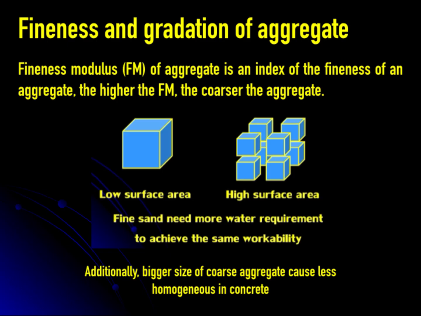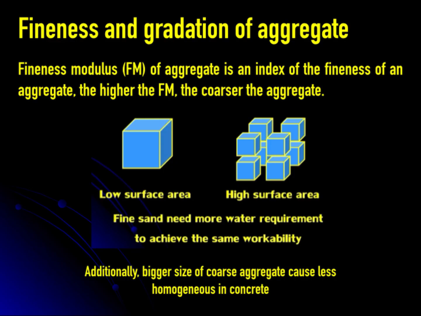Fineness and gradation of aggregates. The fineness index of aggregates is typically measured using the value of fineness modulus, or FM. This value is obtained from the sieve analysis test in the laboratory. You can find the video clip of this testing at the end of the handout. The FM value of the aggregate can indicate the size of the aggregate. The higher the value of the fineness modulus, the coarser the aggregate.